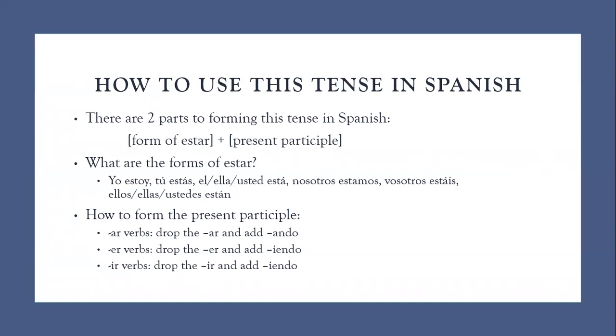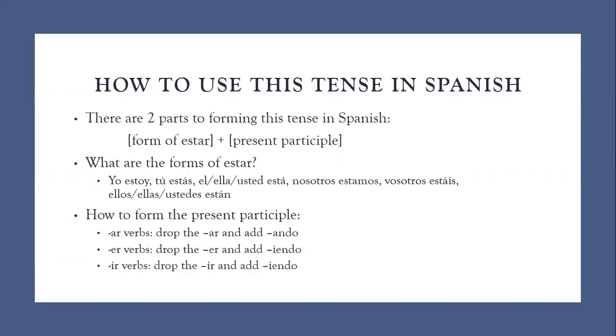So there's going to be two parts in Spanish. We're going to have the form of estar, which in Spanish means to be. And it's important that we're going to be using estar and not ser, because estar is used for temporary and conditional things, whereas ser is used for more permanent conditions. So for the present progressive, we will always be using estar. So let's just review what are the forms of estar in the present tense. We have yo estoy, tú estás, él, ella, usted está, nosotros estamos, vosotros estáis, ellos, ellas, ustedes están.